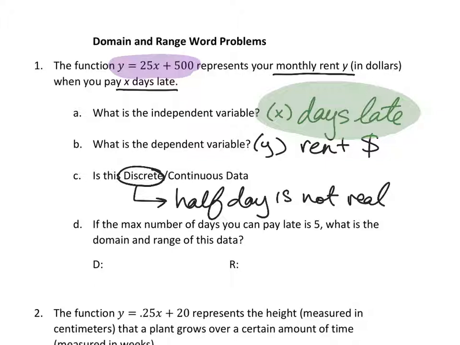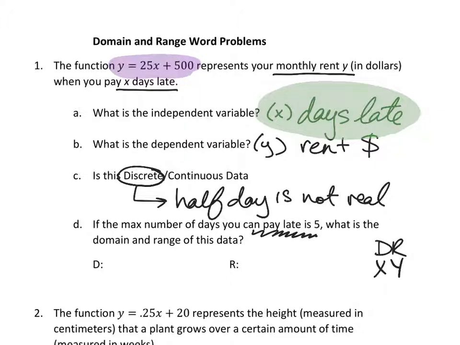So we get to the actual question here. Now remember, A, B, and C is not something that the STAR test writers would put in there for you. They're questions you have to ask yourself. The main question here says, if the max number of days late you can pay is 5, what is the domain and range for this data?